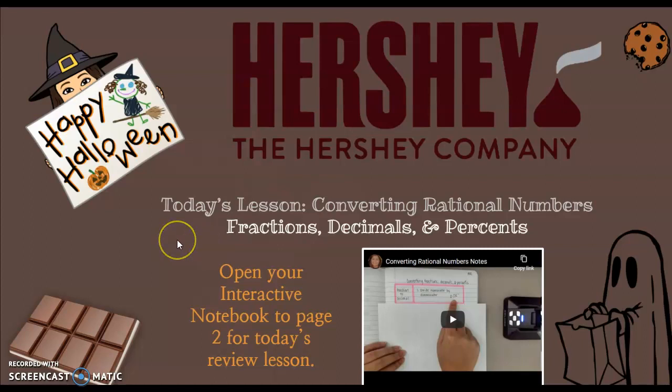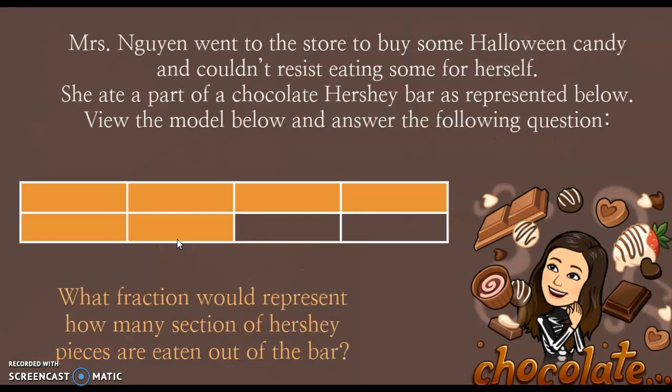I have an issue. Here it is. So Ms. Nguyen went to the store to buy some Halloween candy, and honestly guys, if I was there, I'd pass out some candy for y'all, okay? But she could not resist eating some for herself. I do have a sweet tooth, okay?